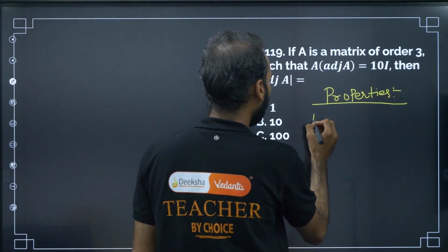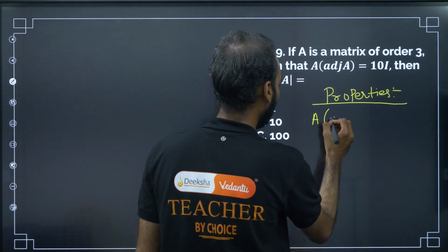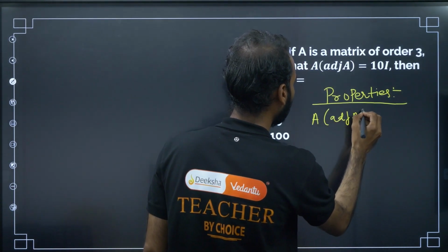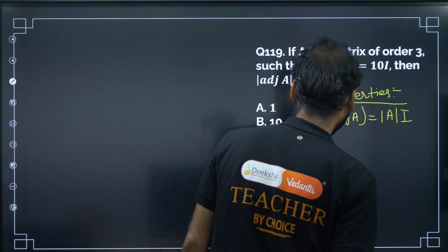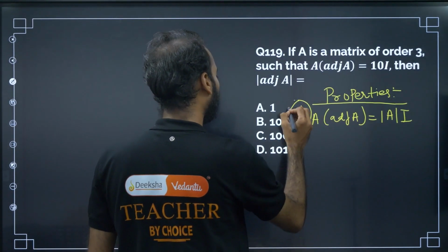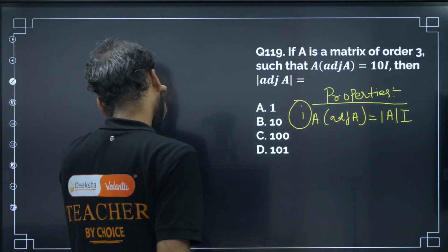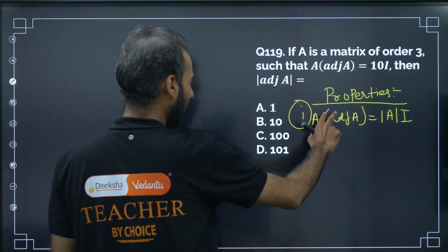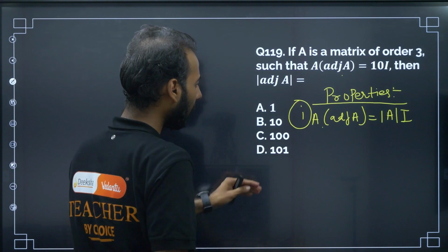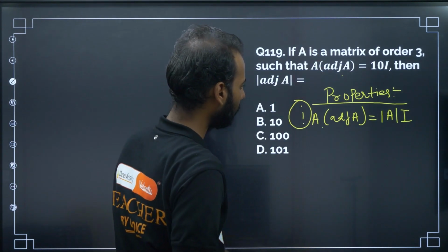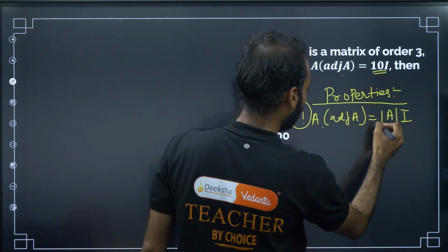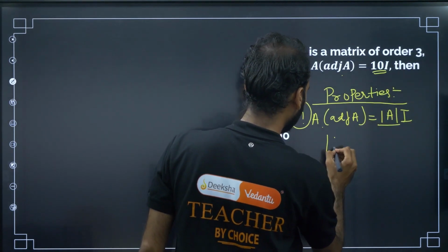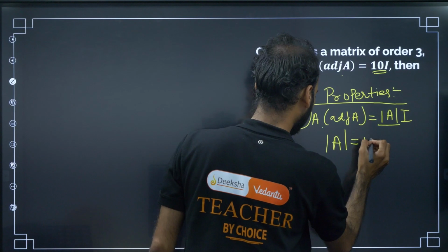Properties of adjoint. A adjoint of A is determinant of A into I. Try to recall one property. A adjoint of A is determinant of A into I. After seeing this property and after seeing this, we are able to relate this property to this. Only thing is, in place of determinant of A, it is 10. That means we came to a conclusion. Determinant of A is 10.